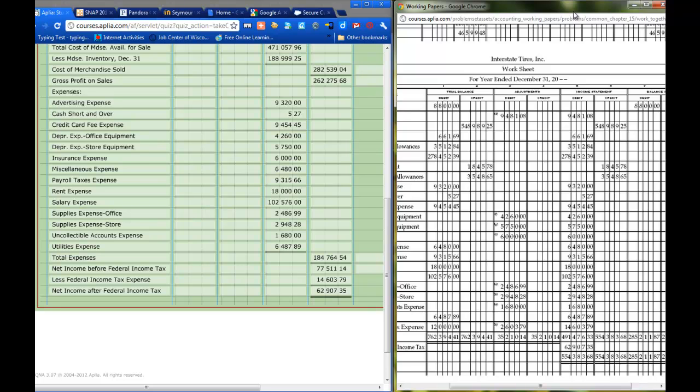They gave you a worksheet. They gave you an income statement because you need the worksheet to calculate our net income on our income statement. The other thing I need you to realize is look at this number here, the $62,907.35 that I've calculated. Look at this number. They need to be the same. If they're not, you've made a mistake somewhere. Okay? Your net income on your worksheet and the net income after federal income tax on our income statement need to be the same number. That's how you can check.